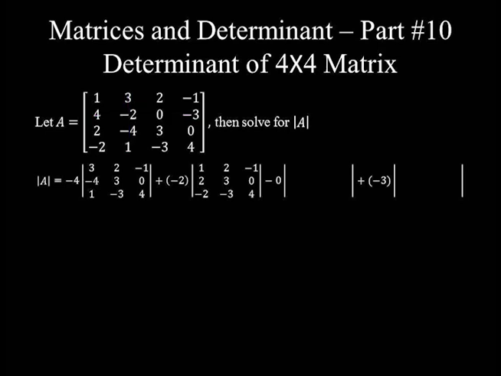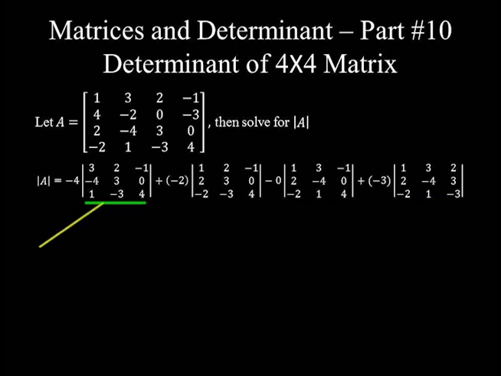0 is located at the intersection of row 2 and column 3. When we remove row 2 and column 3, we will have 1, 3, negative 1 in row 1, 2, negative 4, 0 in row 2, and negative 2, 1, 4 in row 3. The row and column associated with the last element of row 2 are row 2 and column 4. Crossing out these two, we find 1, 3, 2 in row 1, 2, negative 4, 3 in row 2, and negative 2, 1, negative 3 in row 3. Now, we can find the determinant of each of these 3 by 3 matrices, and then we can add them.